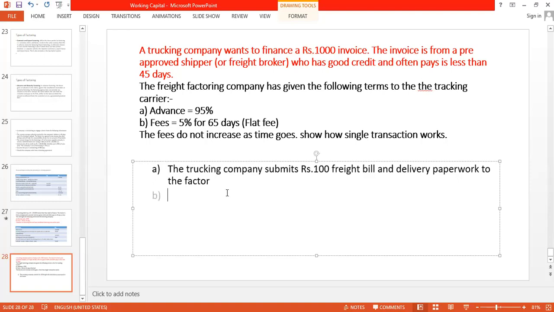The trucking company submits a rupees 1,000 freight bill and delivery paperwork to the factor. He is the agent, he will collect the money. The factor company gives an advance of 95%, an advance of rupees 950, 1,000 into 95%.